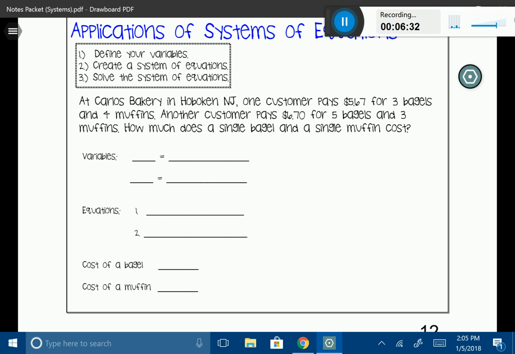All right, now we're going to look at Carlos Bakery. I love Carlos Bakery. I went there a couple years ago. It's right across from New York City in a little town called Hoboken, New Jersey. Really cute and really yummy baked goods.